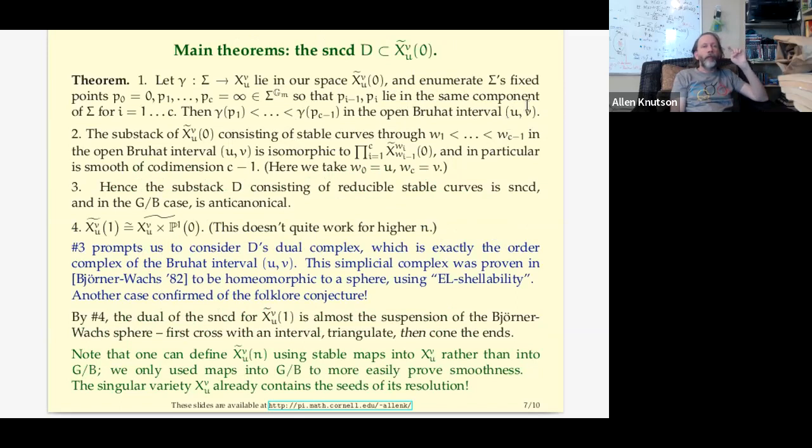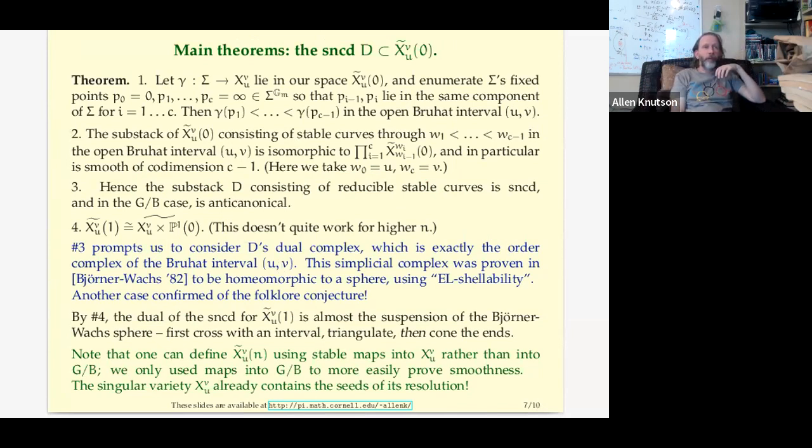And the dual complex is what's called the order complex of this poset. So the way you make an order complex of a poset is you have a vertex for every element of the poset and a simplex for every chain in the poset. And that's what I got.